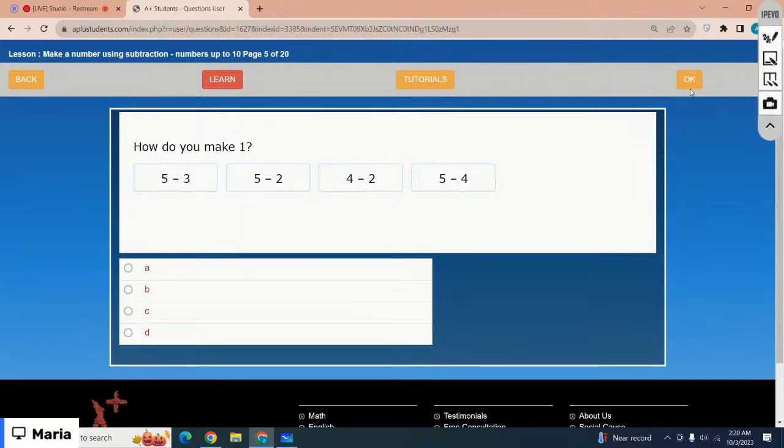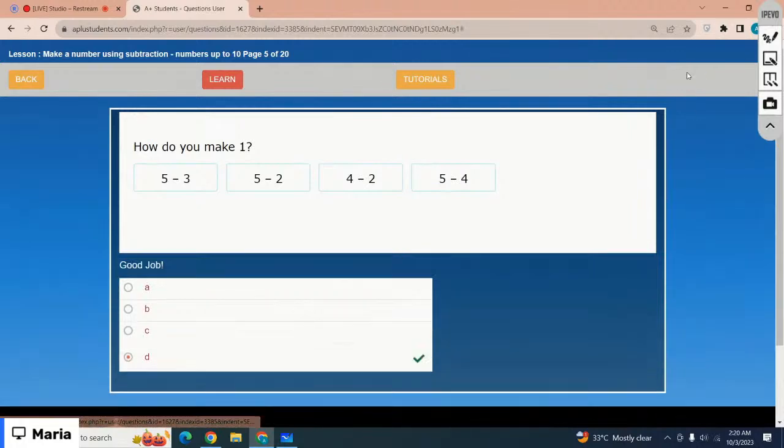Okay, how do you make 1? Which is the correct option? Very good. The only option that makes 1 is 5 take away 4. That would be the last option, right? That is the correct one.